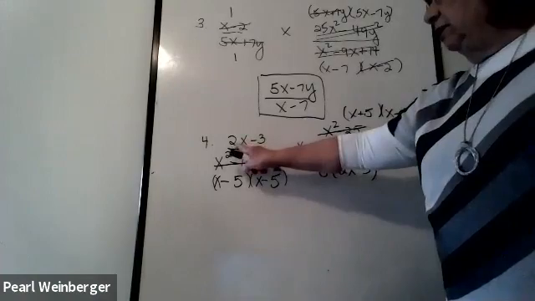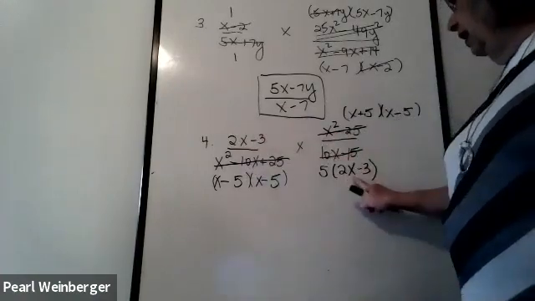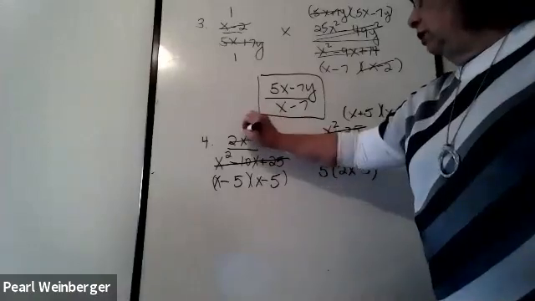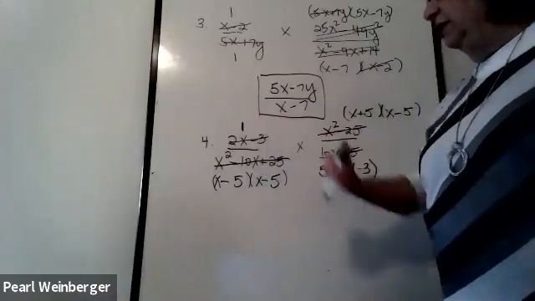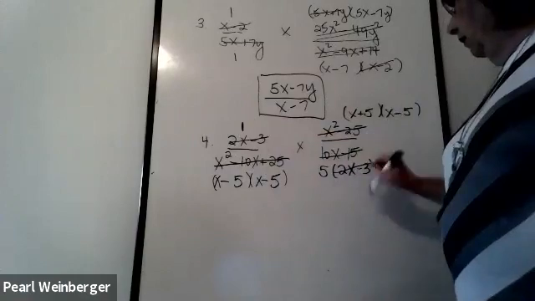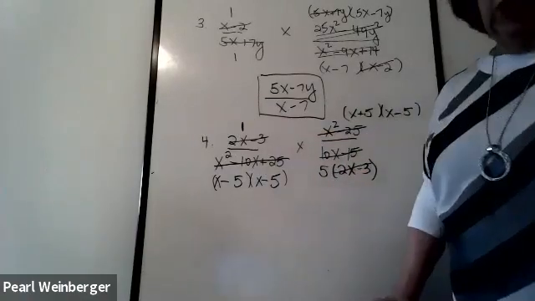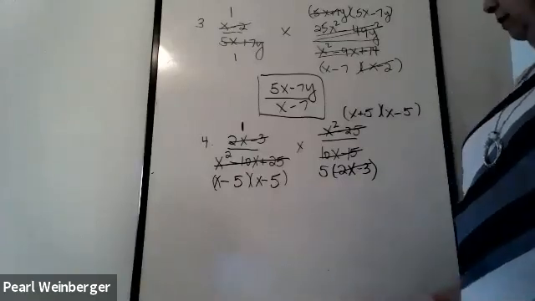Well, there's a 2x minus 3 on top. I can cancel it out with this 2x minus 3 on the bottom. Notice I'm putting a 1 here because everything canceled out from here. This, I'm not putting a 1 here. I could, but 5 times 1 would still be 5, so I don't need that one.